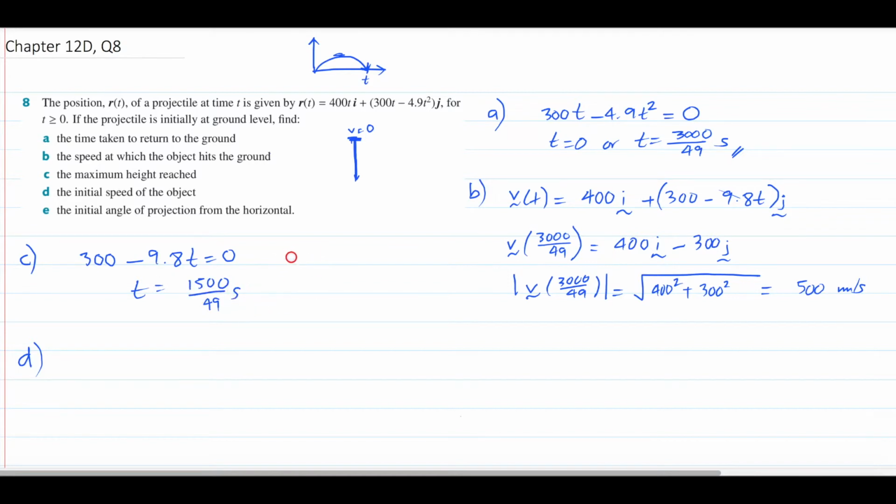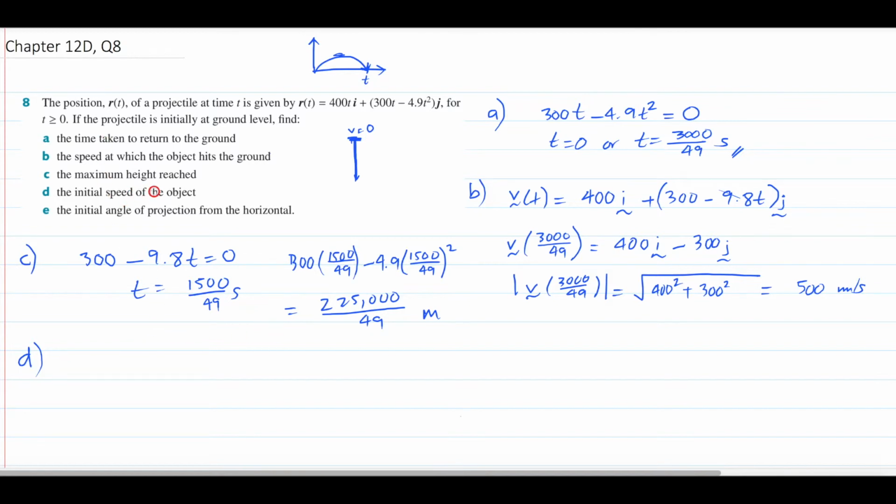If you want to find the height, then all we need to do is sub this back into the height component. So 300 times 1,500 over 49, and then minus 4.9 times another 1,500 over 49 squared. Chuck that inside your calculator, guys, and you should get 225,049. So that is the height of this, and it's in meters. Okay, so let's do part D.